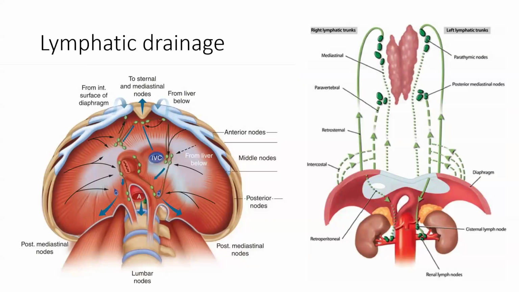And lymphatic drainage: almost all diaphragmatic lymph nodes lie on the superior surface of the diaphragm. These nodes can be divided into anterior, middle, and posterior groups. They receive drainage from the upper surface of the liver, the gastroesophageal junction, and the abdominal surface of the diaphragm. The efferent lymph vessels from these nodes drain upward to parasternal and mediastinal lymph nodes anteriorly, and to posterior mediastinal and brachiocephalic nodes posteriorly.